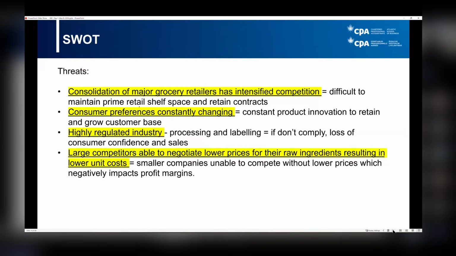Now for threats, again, I've highlighted some key threats. Be on the lookout. Do they still exist in the day one case? They might not. As I've said, make sure that your SWOT analysis is based on the day one case facts. Some of the threats were consolidation of the major grocery retailers. So that's intensified competition. So it was difficult to maintain prime retail shelf space and retain contracts.